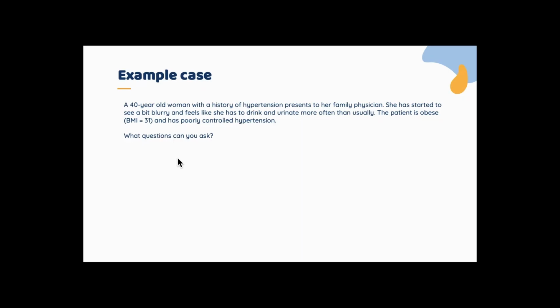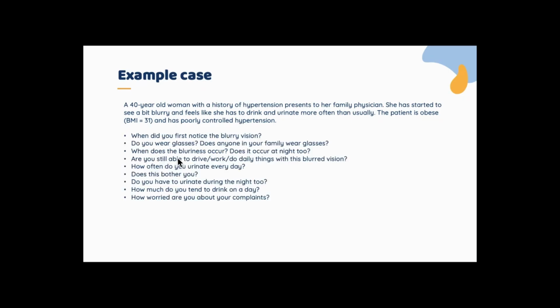What kind of questions could you ask? Pause the video and write the questions down. So these are some of the questions that I had in mind. Like, when did you first notice the blurry vision? Do you wear glasses, or does anyone in your family? When does the blurriness occur? Are you still able to drive, work, and do daily things with this blurred vision?